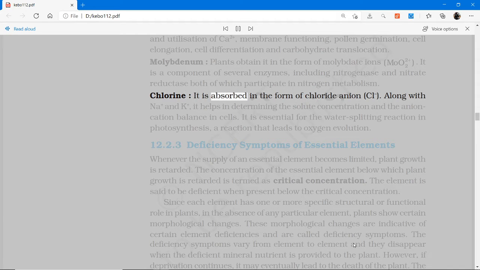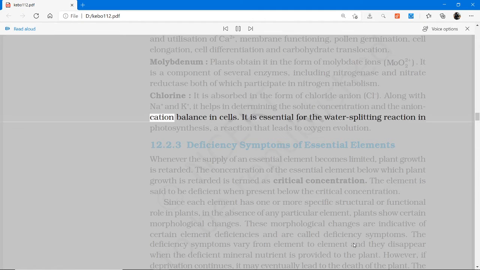Chlorine is absorbed in the form of chloride anion, Cl-. Along with Na+ and K+, it helps in determining the solute concentration and the anion-cation balance in cells. It is essential for the water-splitting reaction in photosynthesis, a reaction that leads to oxygen evolution.